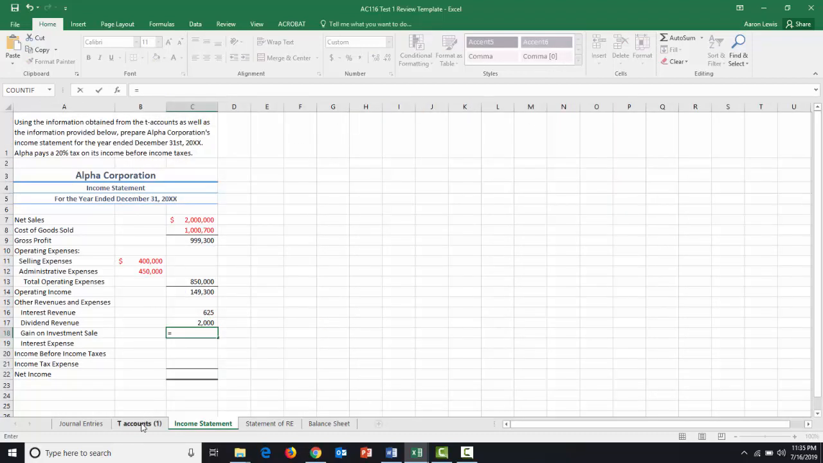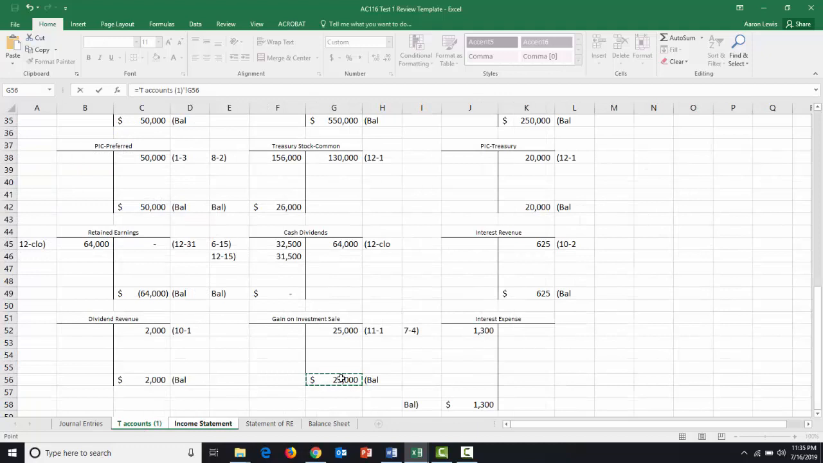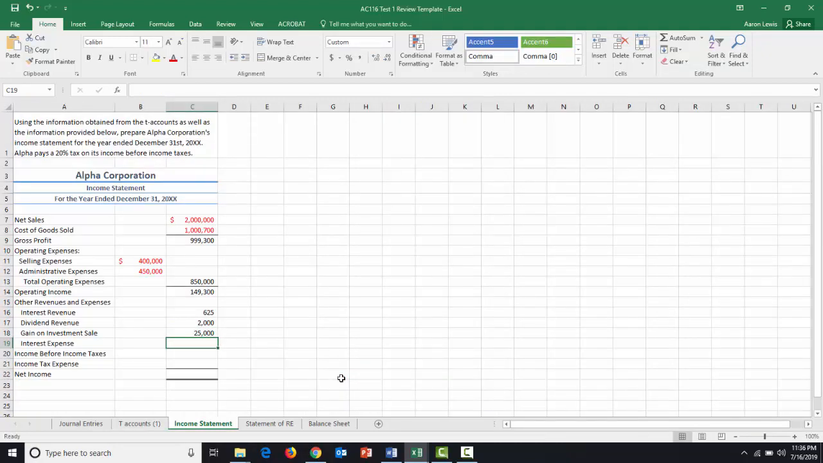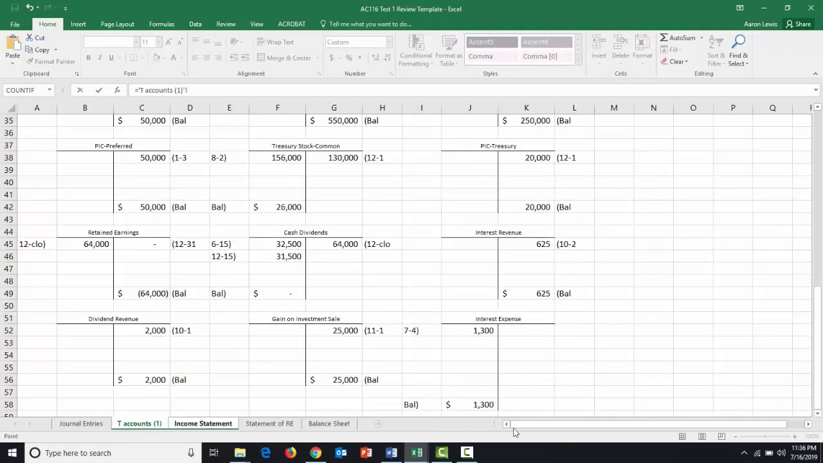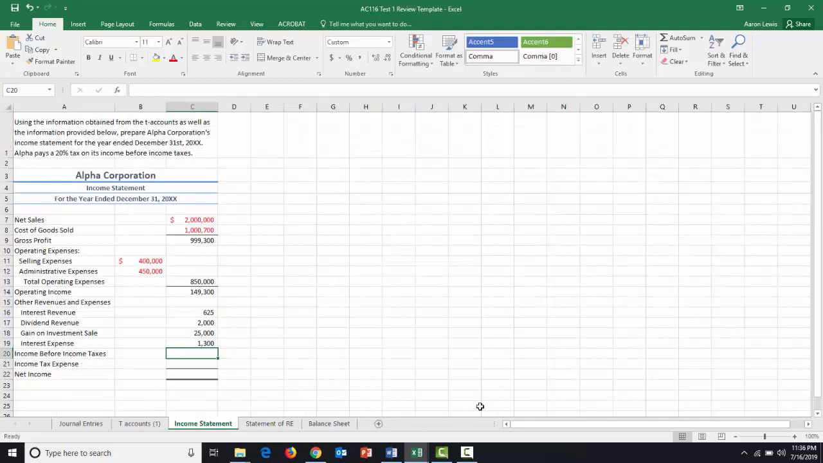Gain on investment sale. Gain on investment sale goes under other revenues and expenses because it's, for Alpha Corporation, not part of their normal business activity. They're a widget making company and they're not a brokerage firm, so they're not in the business of buying and selling investments. It just happens to be something else that they did, so we report it in others. We hit equals, we click on T accounts, and we find the balance of that to be $25,000. Next up, we have interest expense, and our interest expense is equal to our $1,300 balance.